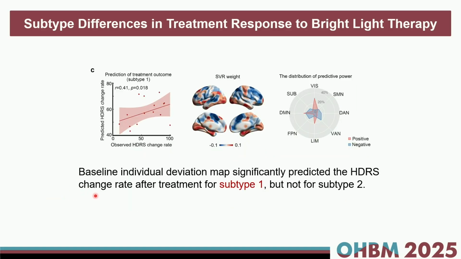We also used the baseline individual deviation pattern to predict the treatment outcomes in each subtype, and we found the baseline individual deviation map can predict the HDR change rate after treatment for only subtype 1, but not for subtype 2.